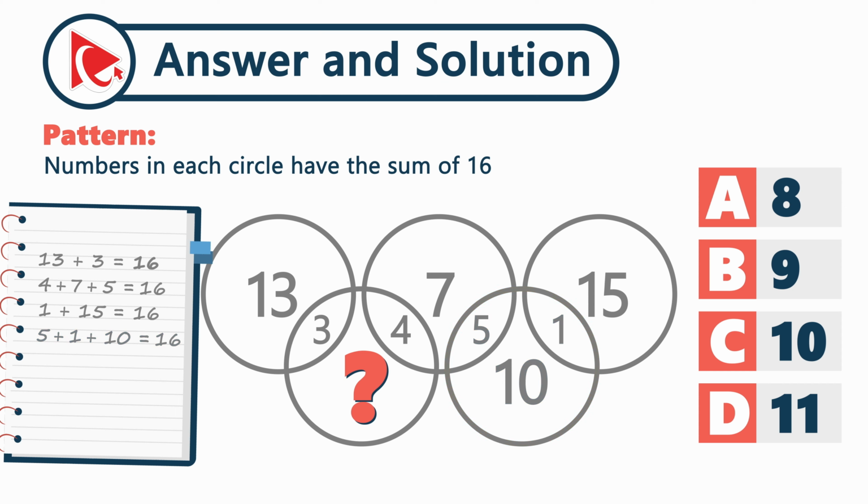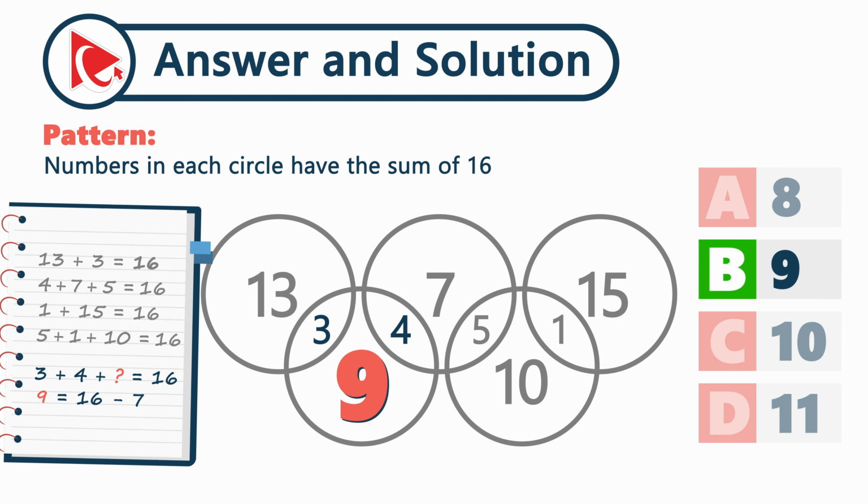And I think you know what time it is now. It's the magic time to calculate the missing number. We have 3 numbers in the bottom left circle. 3, 4, and then missing number. 3 plus 4 plus missing number equals 16, which means that missing number equals 16 minus 7, and missing number equals 9. So the correct answer here is choice B, 9.